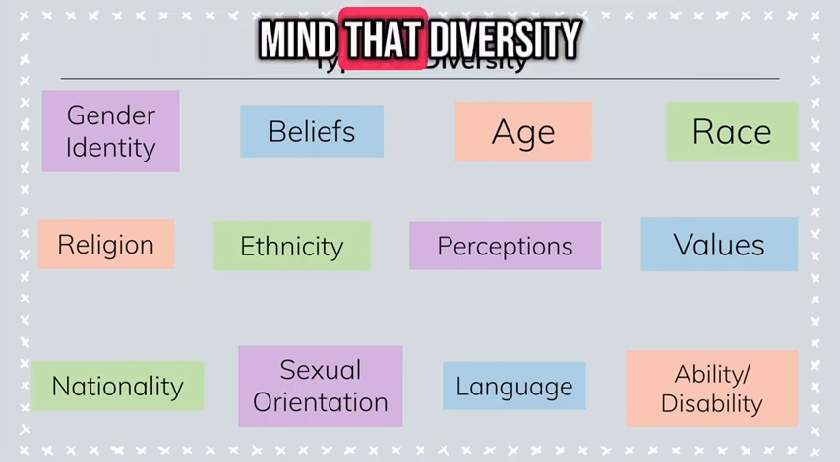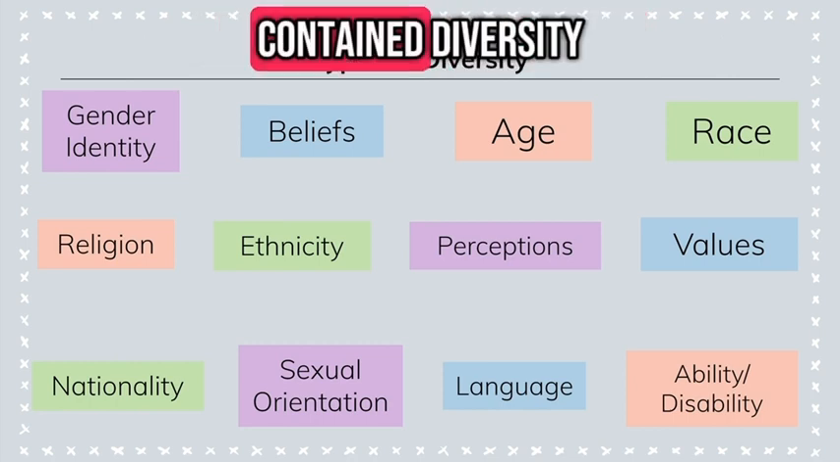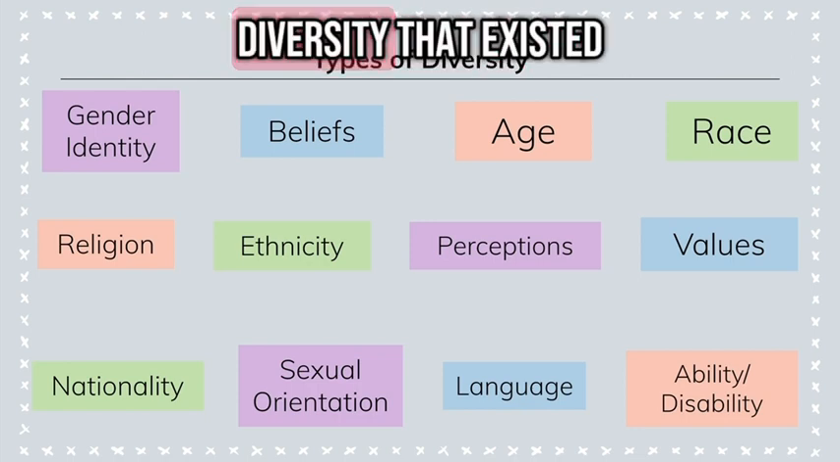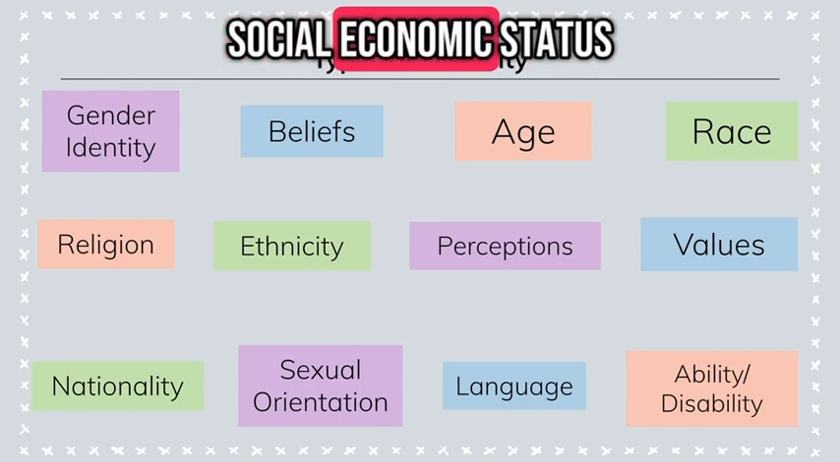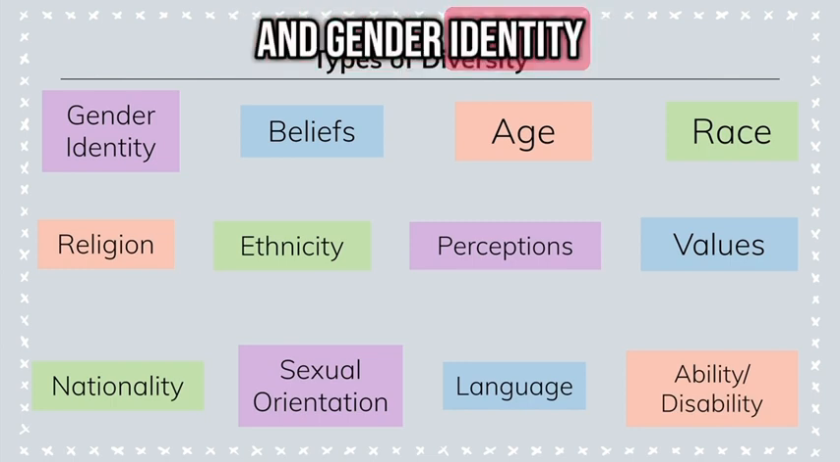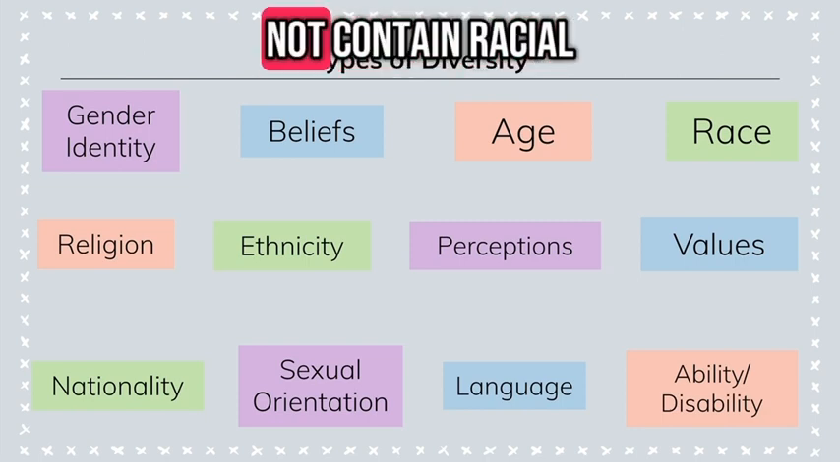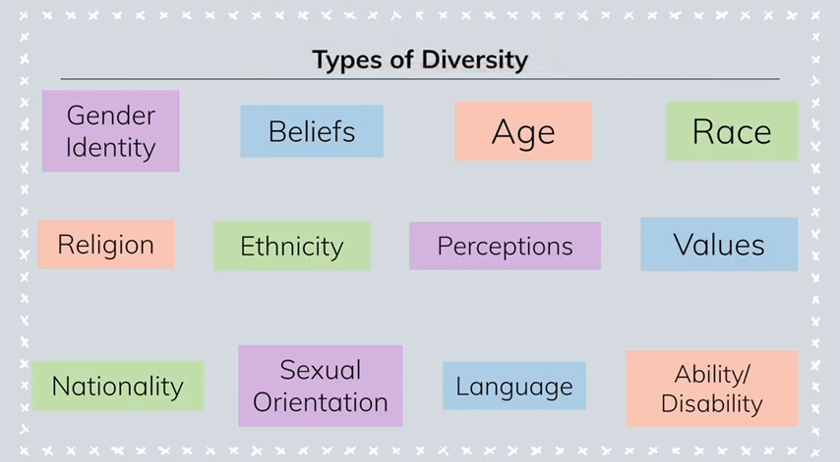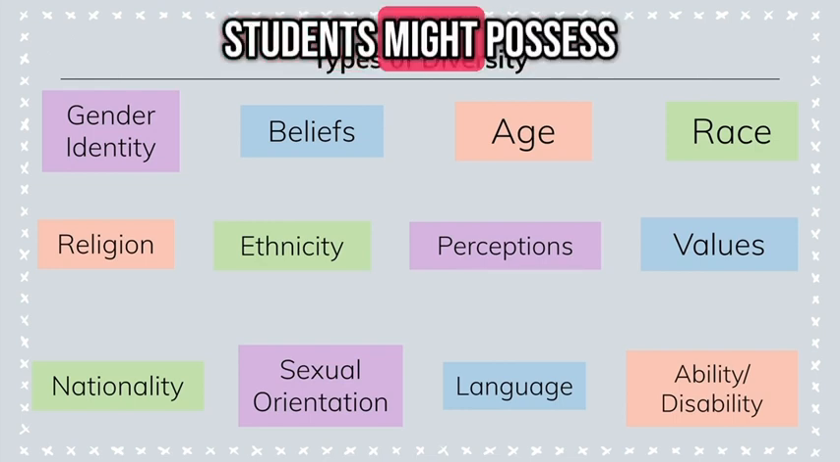Again, keep in mind that diversity does not just include race and/or ethnicity. School A also contained diversity. The types of diversity that existed at School A included religion, language abilities, socioeconomic status, and gender identity. As an educator, it is important to remember that while a class or school may not contain racial or ethnic diversity, there are other types of diversity that might be present and that the students might possess.